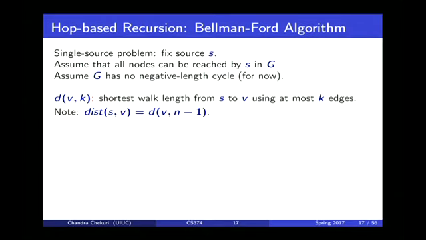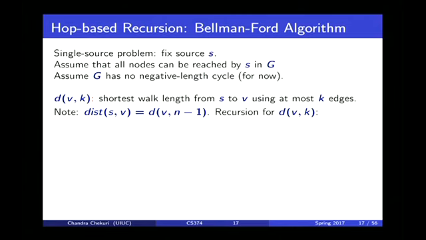What is the real distance from S to V if there is no negative length cycle? I claim it is d_v^(n-1). If there is no negative length cycle, I have a shortest path. How many edges can it have? It cannot have more than n minus 1 edges. Agreed? So I want to find d_v^(n-1) for everybody, because that's the shortest path length.